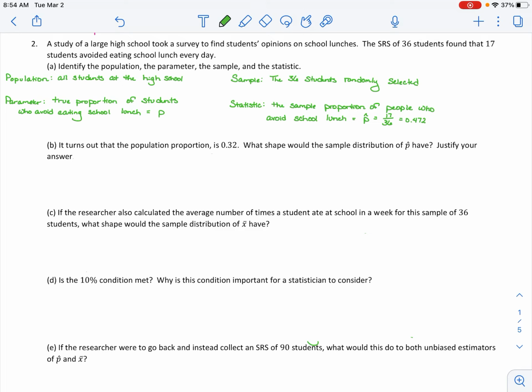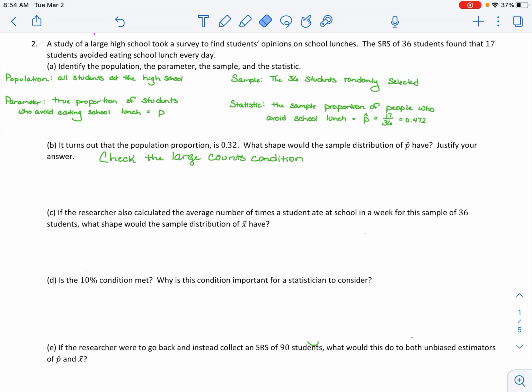Part B says, it turns out that the population proportion is 0.32. What shape would the sampling distribution of p hat have? Justify your answer. Remember, we had a test for looking for the shape of our sampling distribution of sample proportions, and it's your large counts condition.